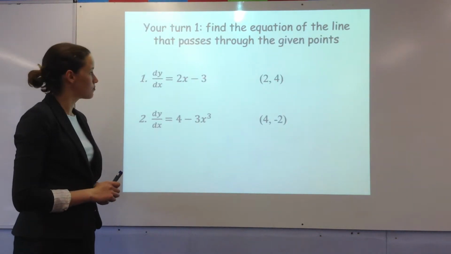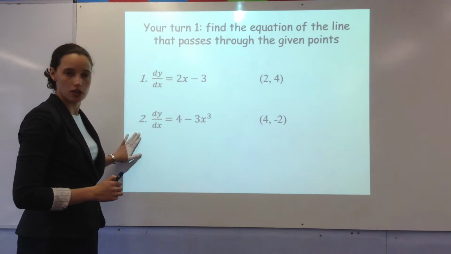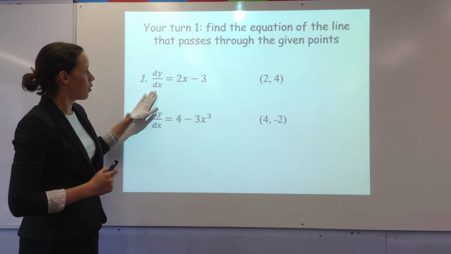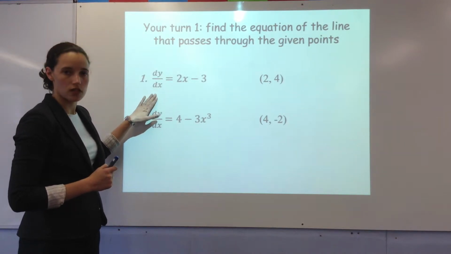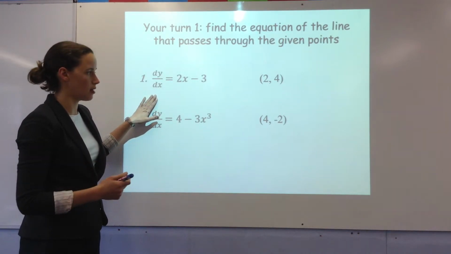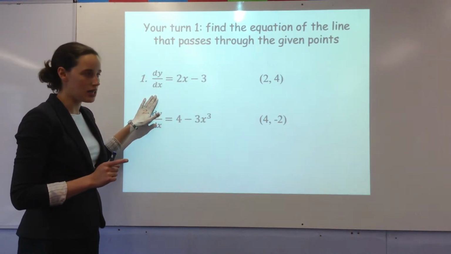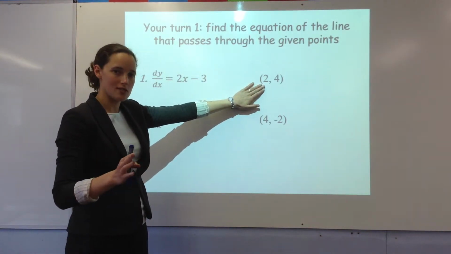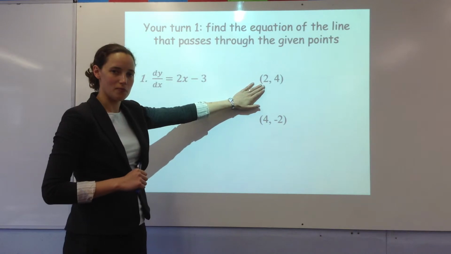Okay, your turn. So the first two questions I'm going to give you are like the first example I did. I want you to find the equation of the line, so that's going to be y is equal to something, and you need to find out what c is using the fact that it goes through this point. Pause this, and I'll put the answers on the board.